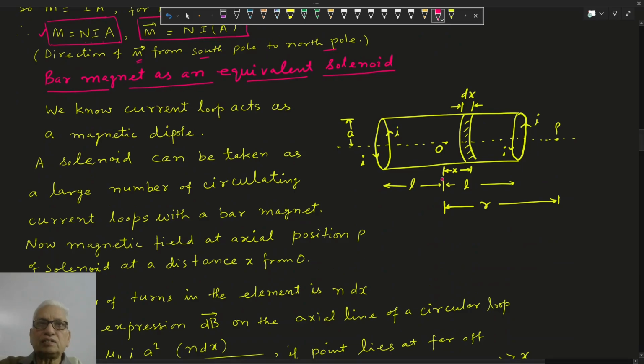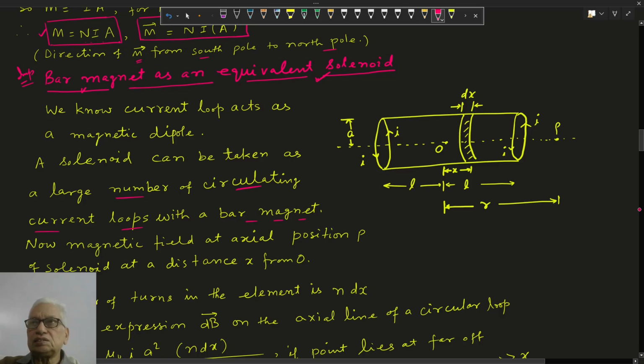A very important topic here: a bar magnet behaves like an equivalent solenoid. So the bar magnet and the equivalent solenoid behave the same. Let us say this is the bar magnet. We can consider current loops here. A solenoid can be taken as a large number of circulating current loops, like a bar magnet.